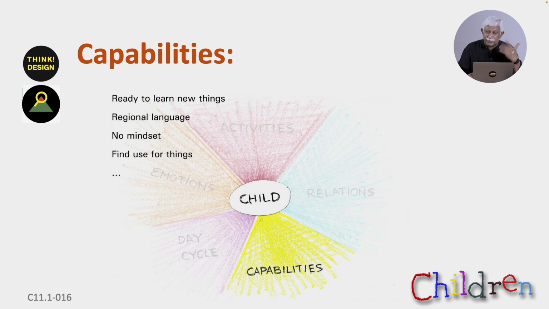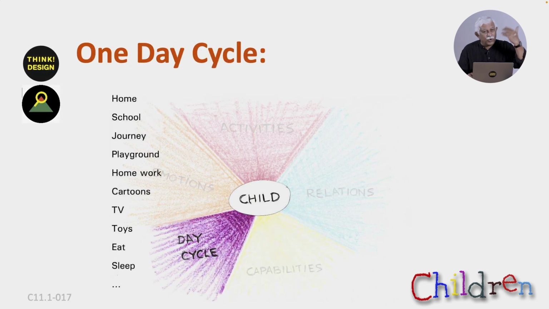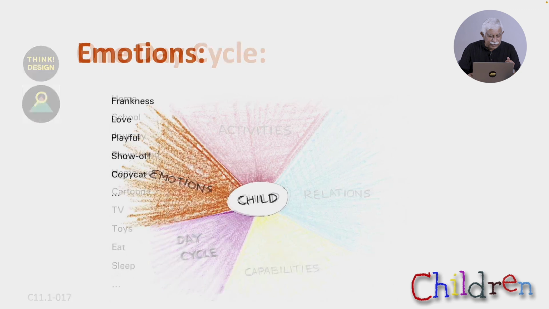In India, they speak many languages. There's no mindset at this age, and they always find use for new things, whatever objects they get. Okay, and if you look at one day in the life of a child, it starts with home, then goes to school, there's a journey to school. At the end of the day, there's a playground. They get homework, so they bring it home and they watch cartoons, TV, play with the toys, they eat and sleep. So typically, this is the one-day life cycle of a child.